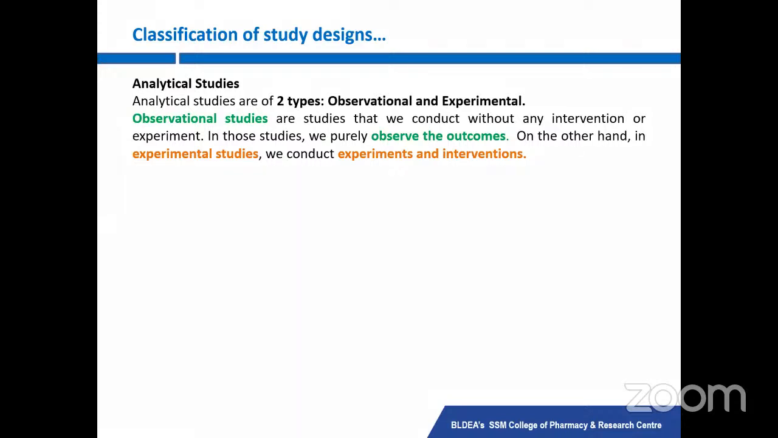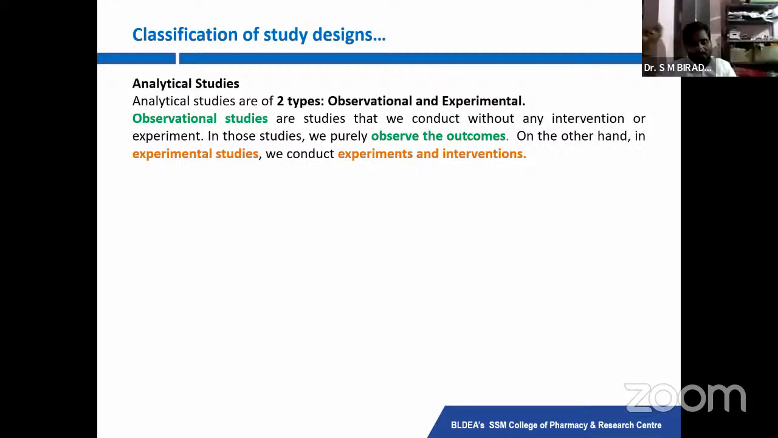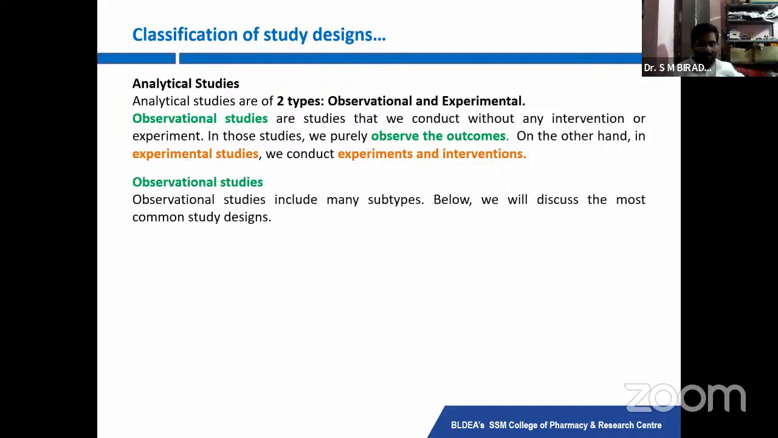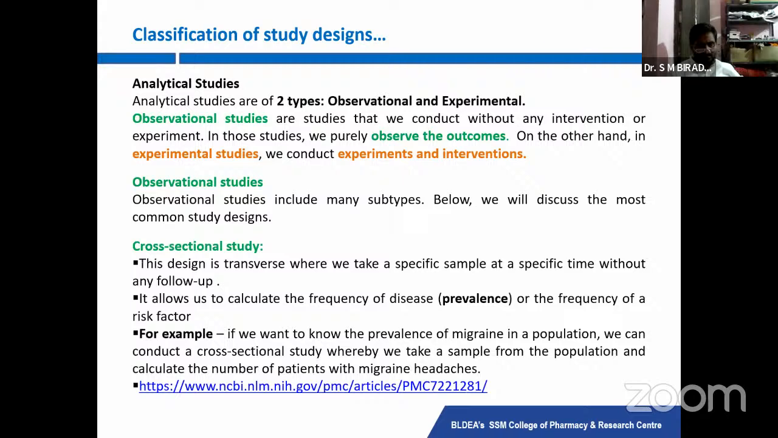Okay. In those studies, we purely observe outcomes. On the other hand, if you do any kind of experiment in animals or in human beings, those types of studies are called experimental or intervention studies. Observational studies include many subtypes. Some are explained here, that is the cross-sectional study. So let us discuss the definition of the cross-sectional study.